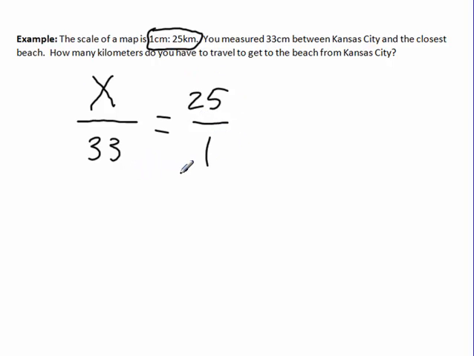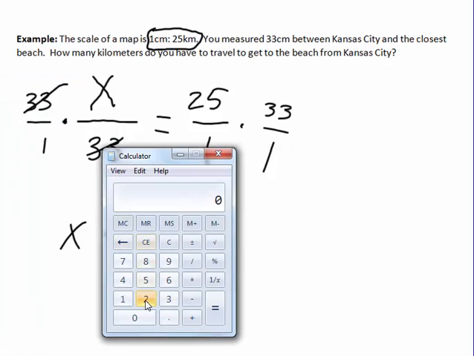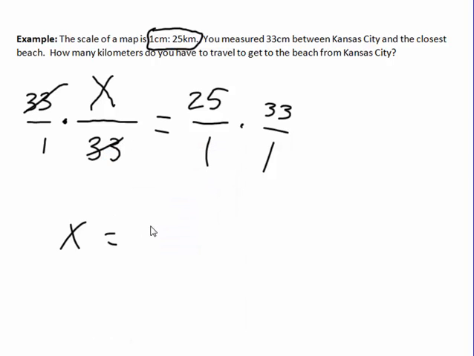And now for this proportion, everybody here should know how to solve it. We multiply both sides by 33, and I'm multiplying by 33 over 1. The 33s are going to cancel on the left side. I'm left with x. And on the right-hand side, 25 times 33, which nobody can do in their head unless they're a little genius. And if they are, tell me what you do. 25 times 33, and the calculator says 825. So that gives me 825 kilometers.